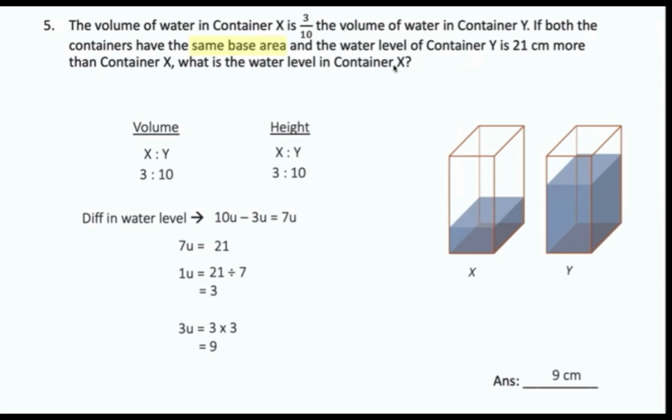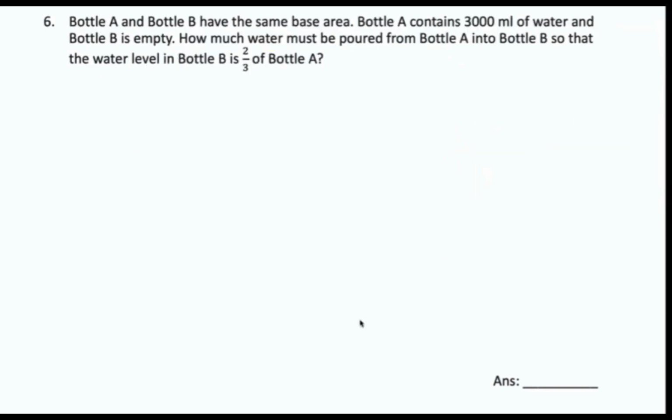Answer to question 6, everybody. Okay. Bottle A and bottle B have the same base area. Bottle A contains 3,000 ml water and bottle B is empty. How much water must be poured from bottle A into bottle B so that the water level in bottle B is 2/3 of bottle A? Okay. Very similar to question 1 and 2, but you can't do the quantity value table because basically the data in this question is very scant.